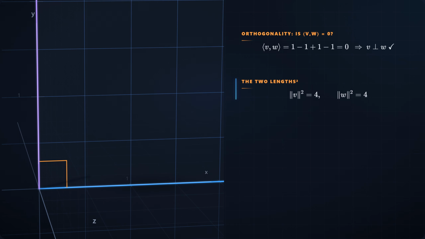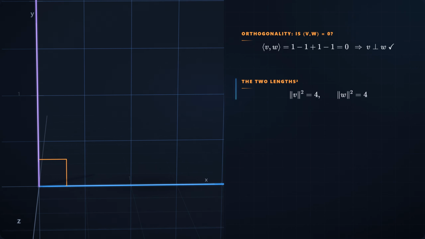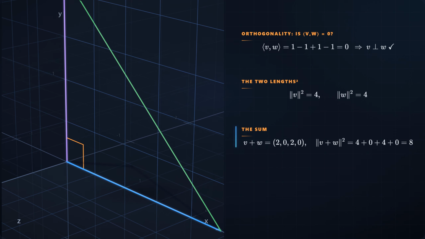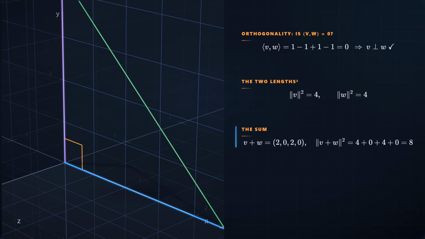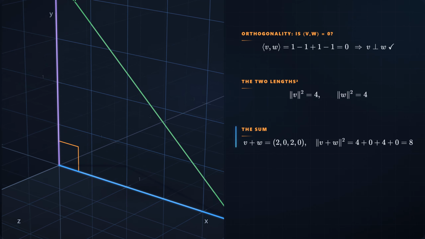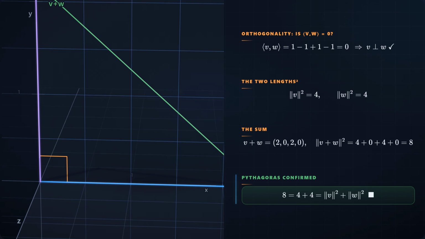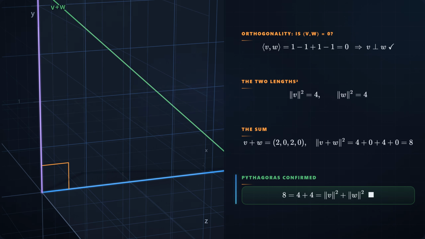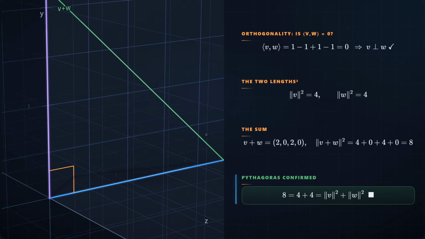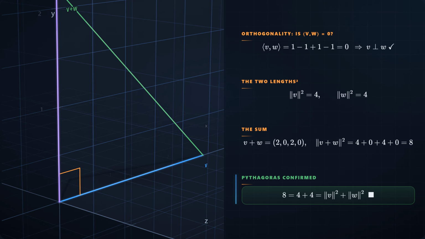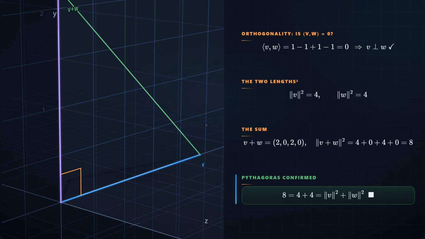Now the length squared. V with itself is 4, W with itself is 4. Add the vectors 2, 0, 2, 0, whose length squared is 4 plus 4, 8. And 8 equals 4 plus 4. The squared length of the sum equals the sum of the squared lengths, Pythagoras. It holds precisely because the cross term, twice the scalar product, vanished when the vectors were perpendicular. Orthogonality and Pythagoras are the same fact.